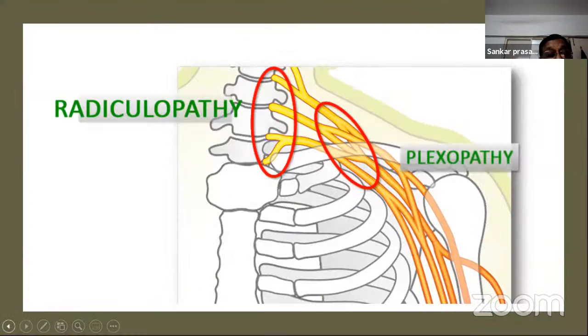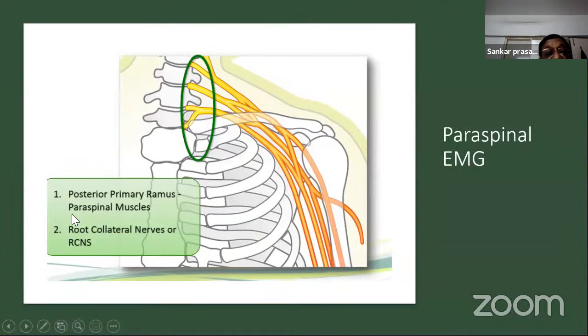The posterior primary ramus, and the last time we were discussing the paraspinal muscles and root collateral nerves. Again, one important aspect: how the brachial plexus is formed. The dorsal root and ventral root join to form the spinal nerve, which comes out through the intervertebral foramina and immediately divides into posterior primary rami and anterior primary rami. The posterior primary rami supply the paraspinal muscles, and the anterior primary rami join to form the plexus. Please don't forget this concept, because it's very important.